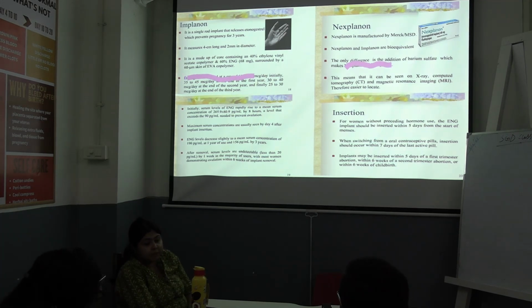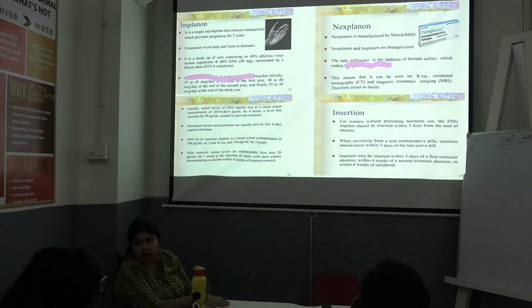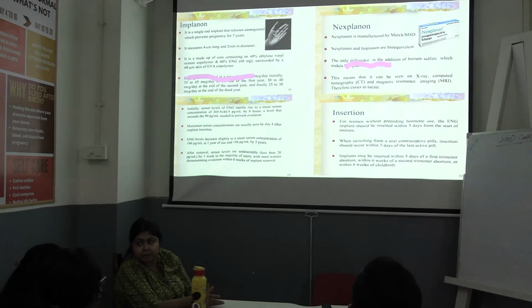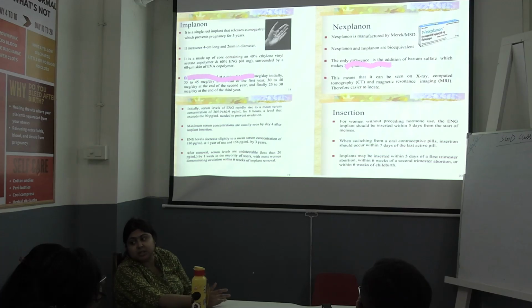These are government implications that it can be used for 3 years. After that, what happens? The release rate of the drugs becomes very erratic. After that, it can be kept, but we don't know about the release rate. Till 3 years, we know this many mcg of the drug is released per day. But after that, the release rate becomes erratic.